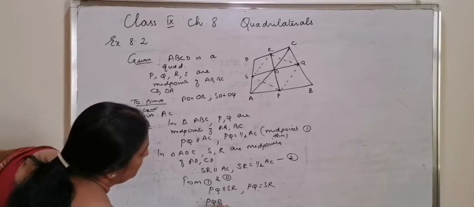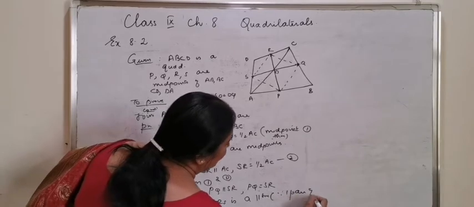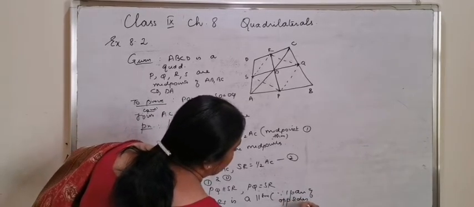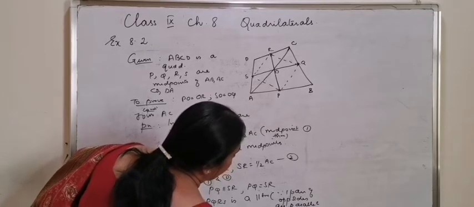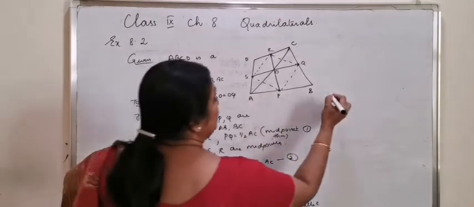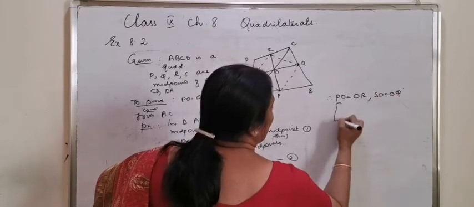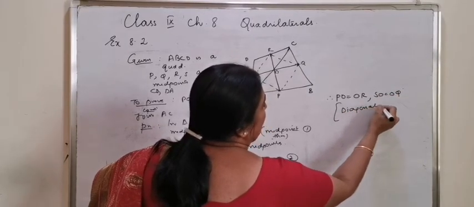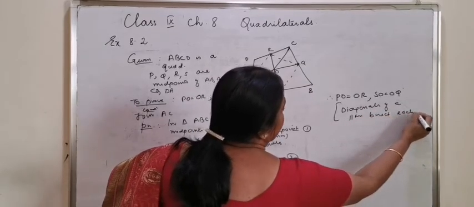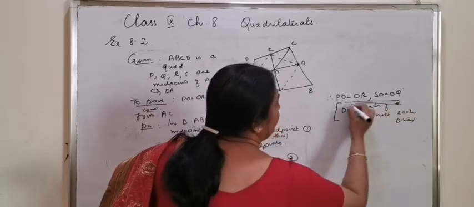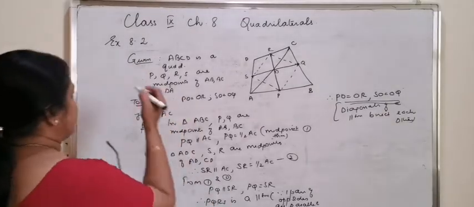Therefore, PQRS is a parallelogram since one pair of opposite sides are parallel and equal. Therefore, PO is equal to OR and SO is equal to OQ. The reason, diagonals of a parallelogram bisect each other. That is our proof of question number 6.